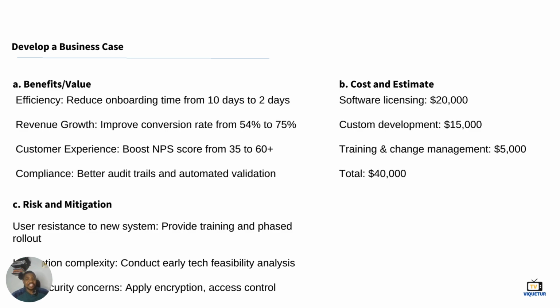Then training and change management. You need someone that will come and train your people, and all of those will cost, or the travels it will take to go and be training your sales reps in different locations, $5,000. Everything, total cost is $40,000. You also include all of the costs that will be incurred by implementing the solution in your business case.